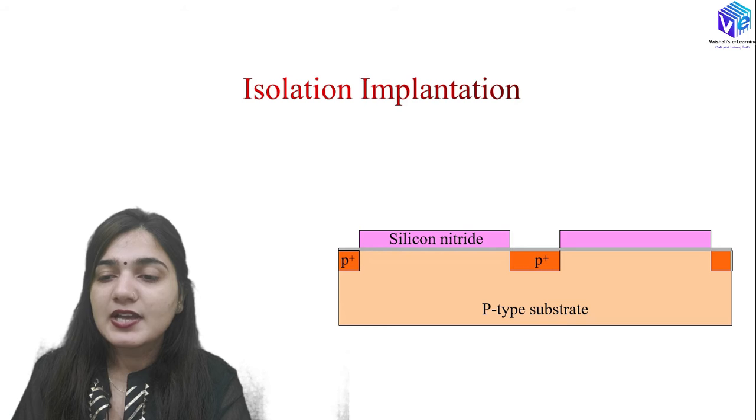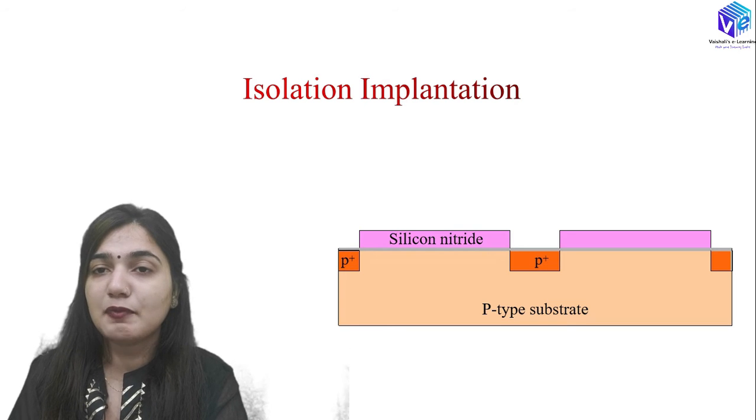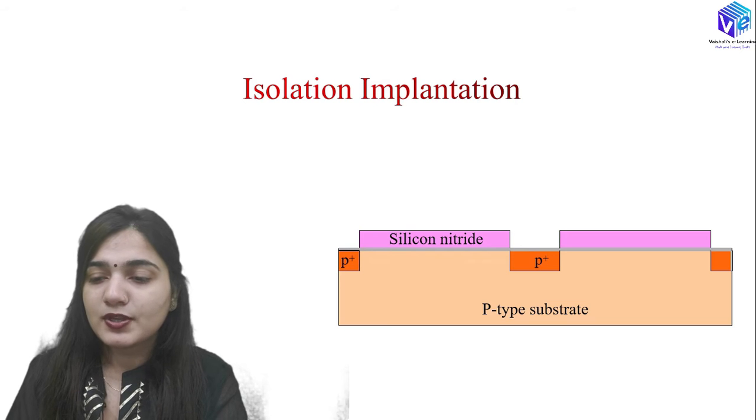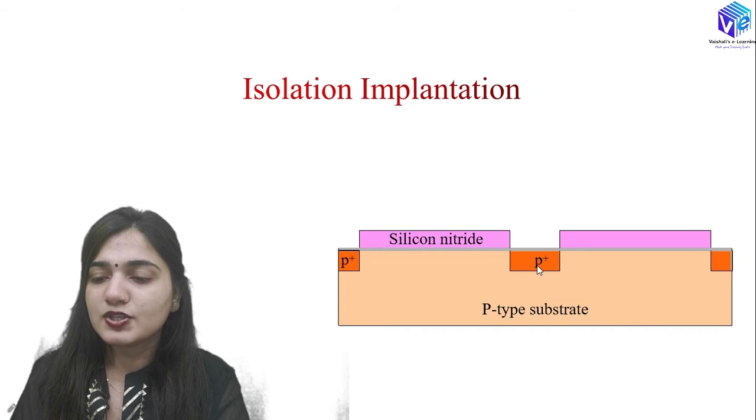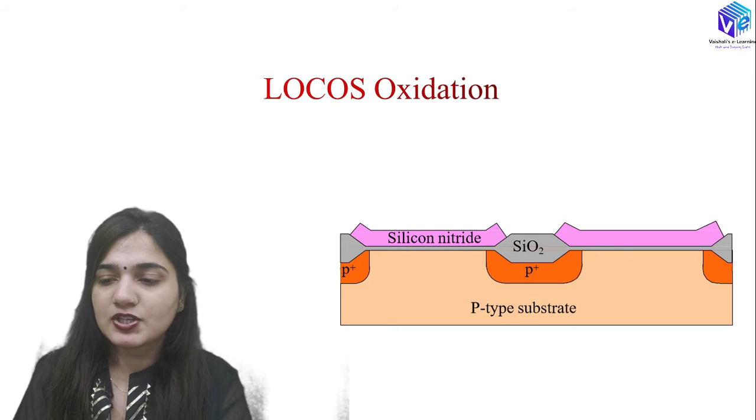Then we can have the isolation implantation. We can have the isolation implantation with the help of the boron atoms. Okay, so we will have the boron ions which are moving here, and it is forming the isolation with the help of the P type of ions, that is the boron ions. If they are in higher concentration in the P type of substrate, it is going to form the isolation. This is called the isolation implantation.